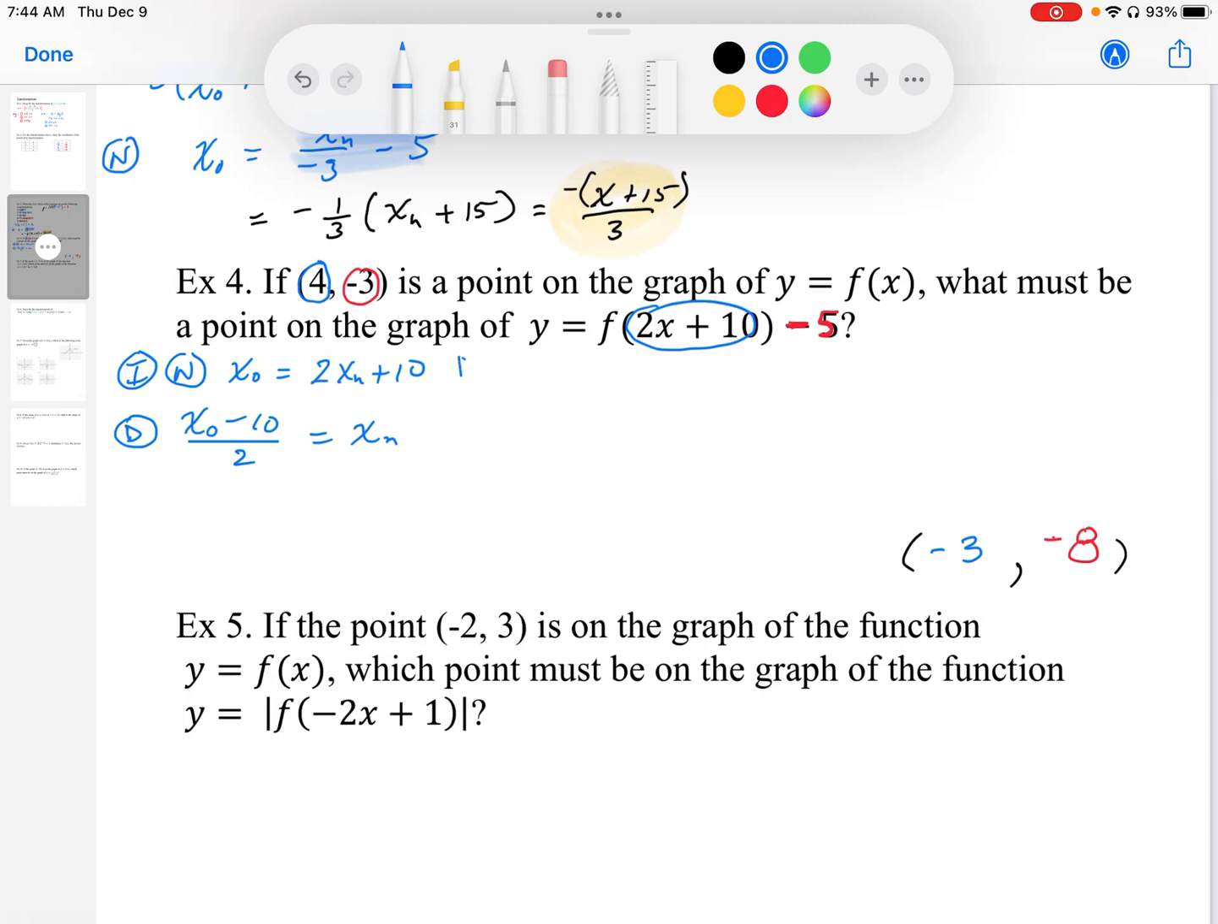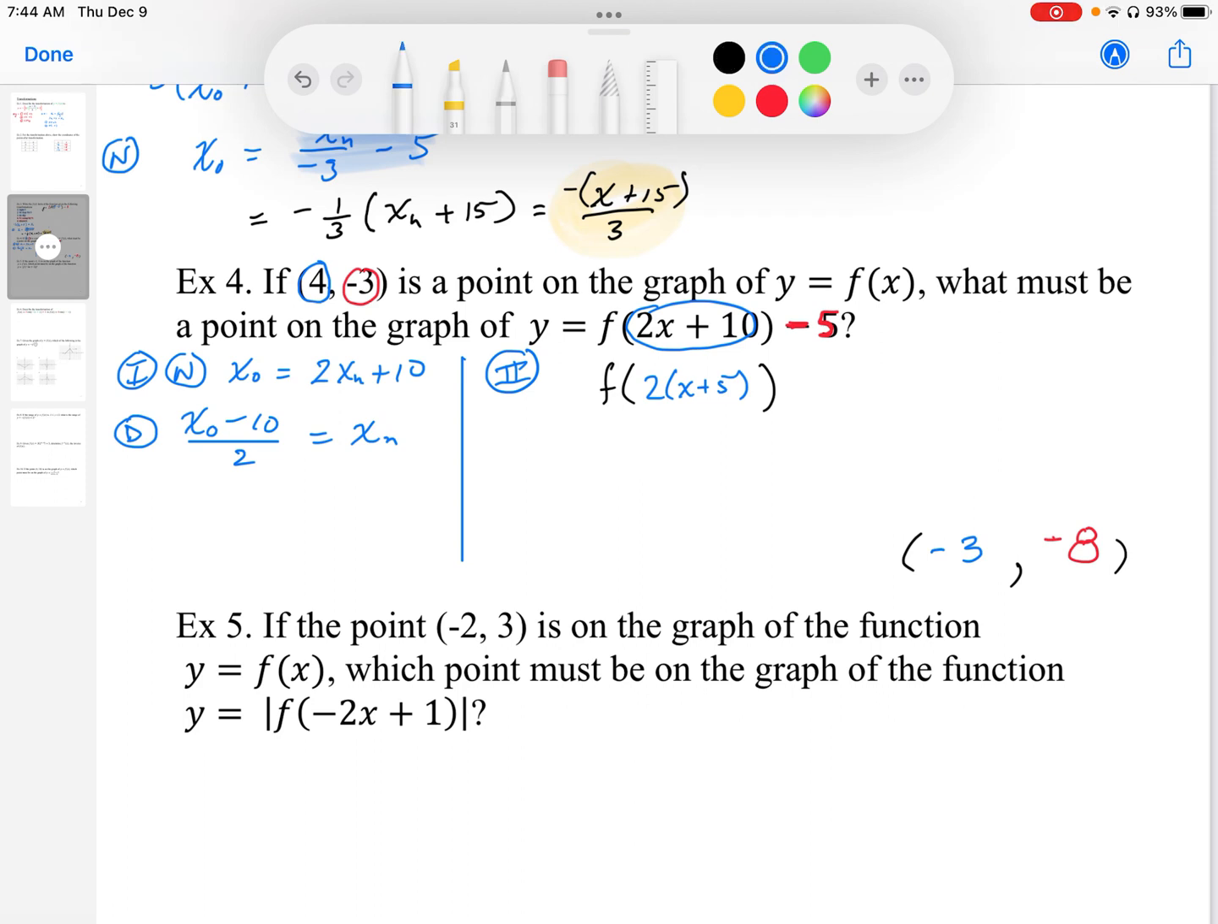Now we could also do the same thing using the factored form. If I use the factored form, it's going to look like this. It's going to be f of 2 bracket x plus 5. And there's my factored form. So the factored form is always compress, expand first, shift last.